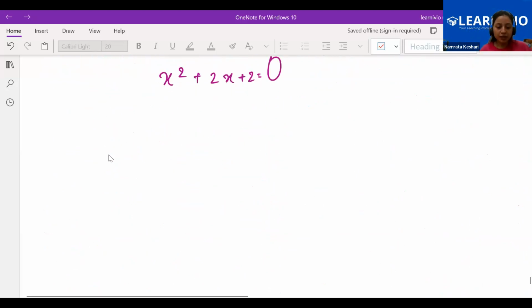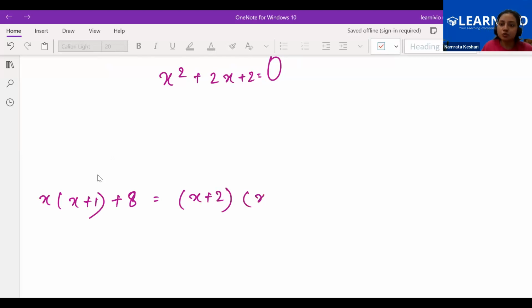Got it, everyone? Let me give one more question. x(x + 1) + 8 is equal to (x + 2)(x - 2). Again, the question is the same. Check whether the given equation is quadratic or not.